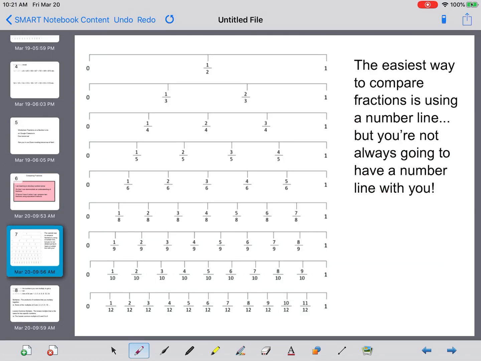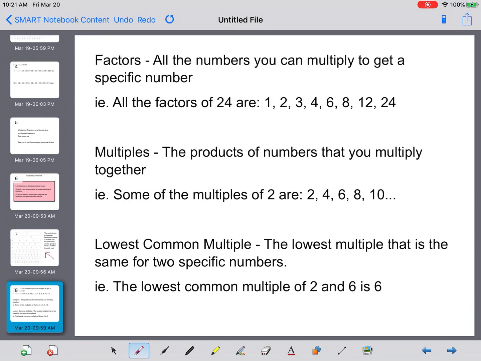So I think we figured out that the easiest way to compare fractions is using a number line like this. But unfortunately, you're not going to always have a number line in your back pocket. So you need to have some alternative ways to compare fractions. So before we get into that, there's a few definitions that you're going to need to know.